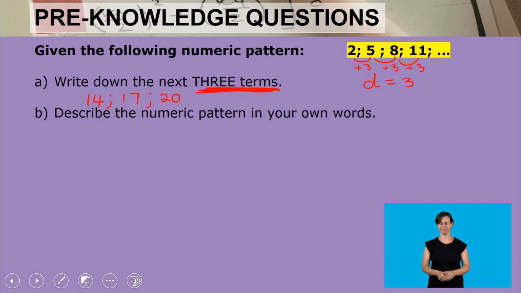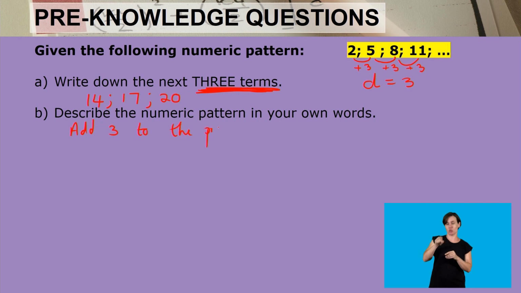So then we need to describe this numeric pattern in our own words. So we can see that we add 3 to the previous term. As we've already discussed, we are just adding 3 to the previous term to get that next term.